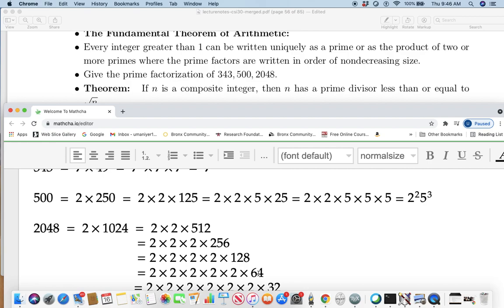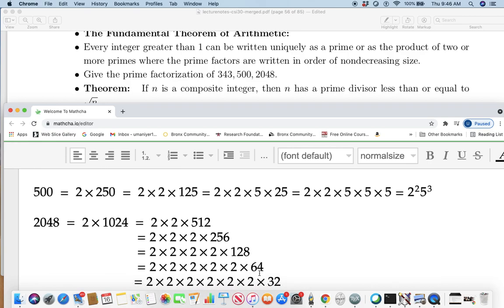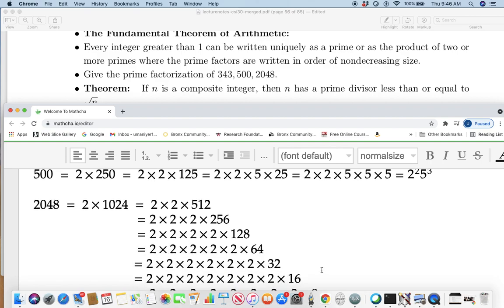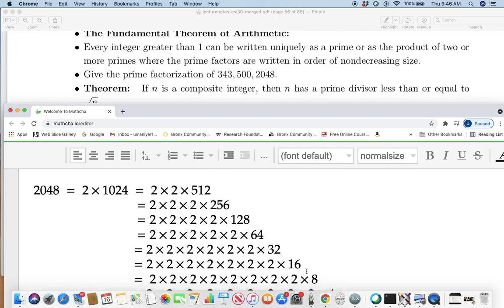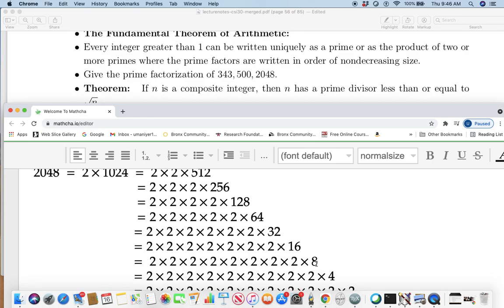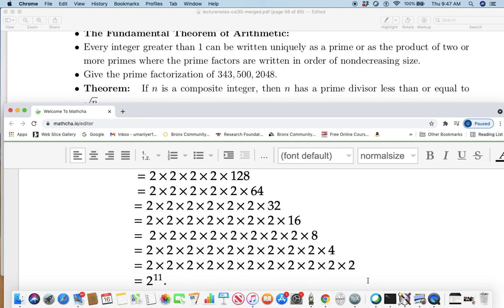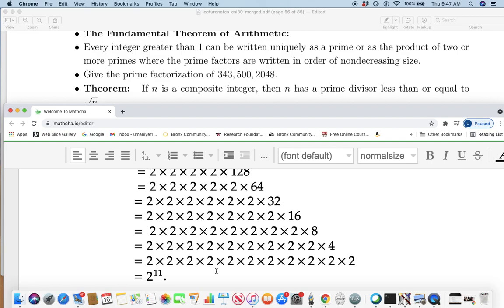128 is 2 times 64. 64 is 2 times 32. 32 is 2 times 16. 16 is 2 times 8. 8 is 2 times 4. 4 is 2 times 2. Look at how many 2's there are. 1, 2, 3, 4, 5, 6, 7, 8, 9, 10, 11. So this is 2 to the 11th power.